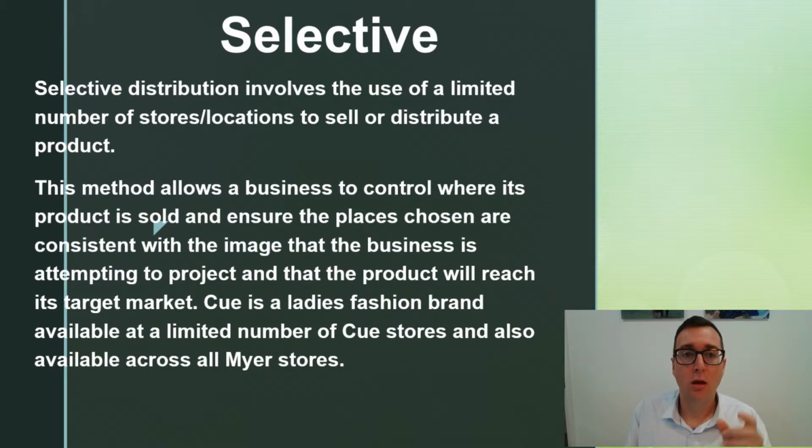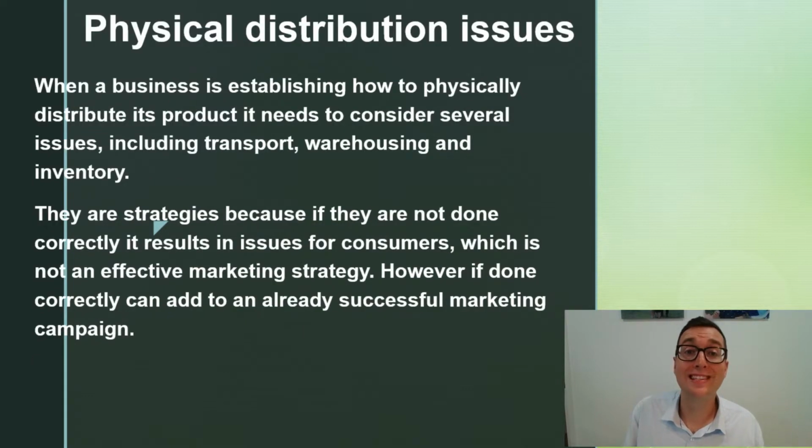Now, physical distribution issues. This is the last part of the place or distribution marketing strategy. You might think, issues, how is this going to be a strategy? Well, we look at potential issues in each of them and how to overcome them. You'll see transport, warehousing, and inventory or stock. These are good ways to get a competitive marketing advantage.